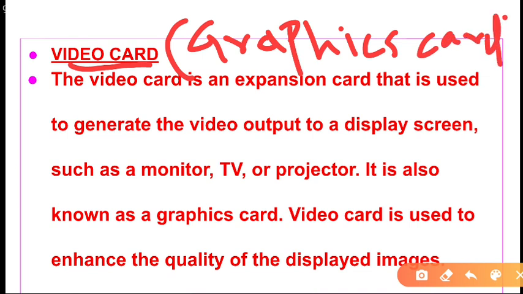You must have heard of this graphics card. Those students who might have played games on your computer, high graphic games, they might know about this graphics card. If there's no graphics card in your computer, you will not be able to play good quality games, or you might not be able to see good quality ultra HD movies or videos on your computer. So for that you require a graphics or video card.